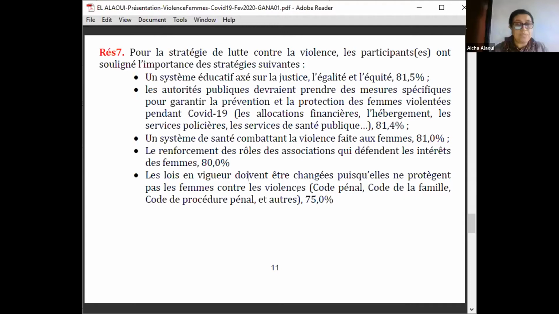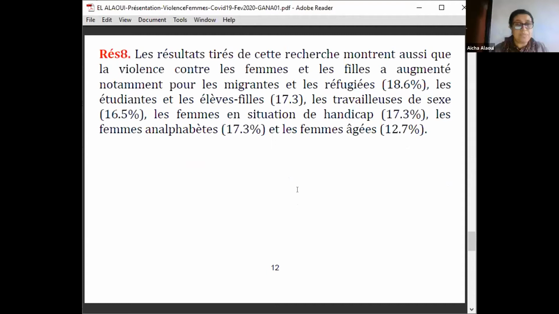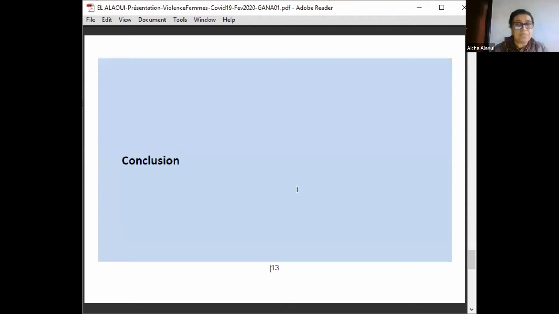Donc, je passe vite. Les résultats tirés de cette recherche montrent que les catégories de femmes qui ont été très touchées, par ordre de réponse, sont les migrantes et les réfugiées, les étudiantes et les élèves, les travailleuses du sexe, suivies par les femmes en situation de handicap, suivies par les femmes analphabètes, et à la fin, les femmes âgées. Donc, s'il me reste quelques minutes, je vais partager avec vous quelques conclusions.